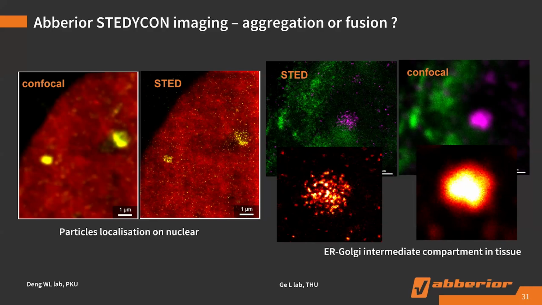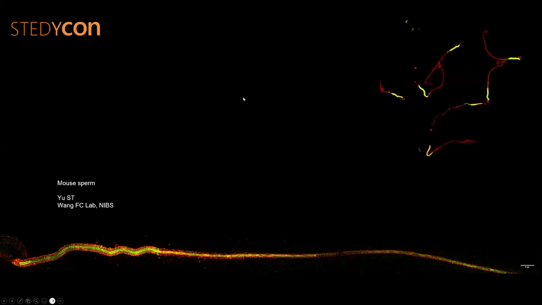On the right side, it's the intermediate compartment in a tissue. The same thing from the optical raw data. You can see in a confocal, the structures cannot be resolved. It's a big dot. And in our STED, you can see the particles, and you can count how many of them. If you do time lapse, you can see how they are accumulated to that site. And then, since we are super resolution imaging, any questions?